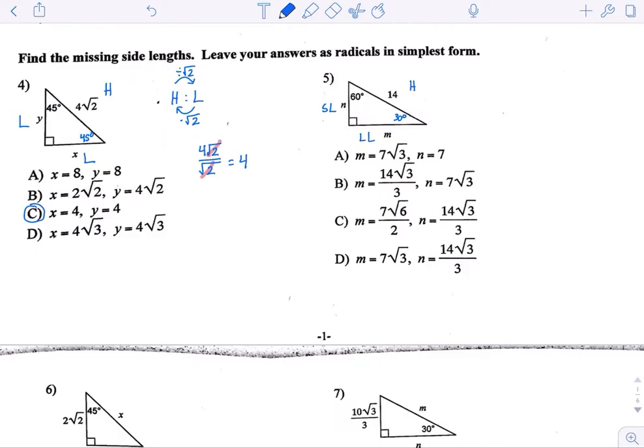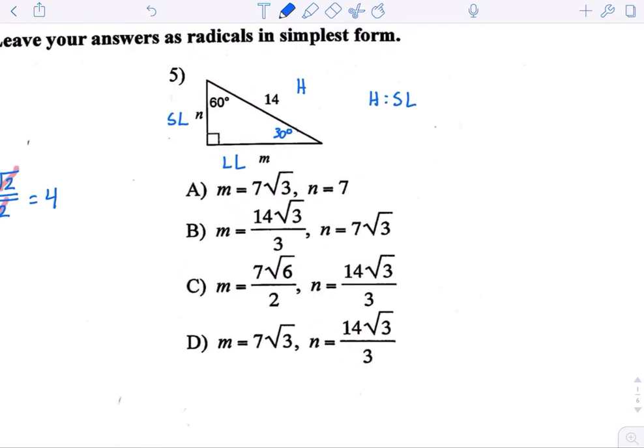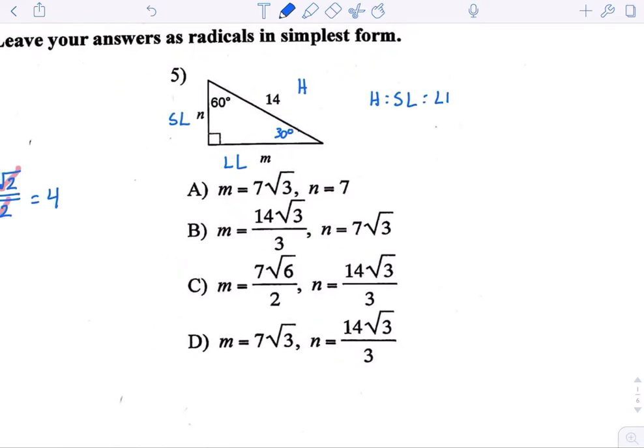So, here are the ratios. Hypotenuse to short leg to long leg. I'll zoom in. To get from hypotenuse to short leg, it is divide by 2. To get from short leg to long leg, it is multiply by radical 3. And then it's just the reverse: long leg to short leg, divide by radical 3, short leg to hypotenuse, times 2.